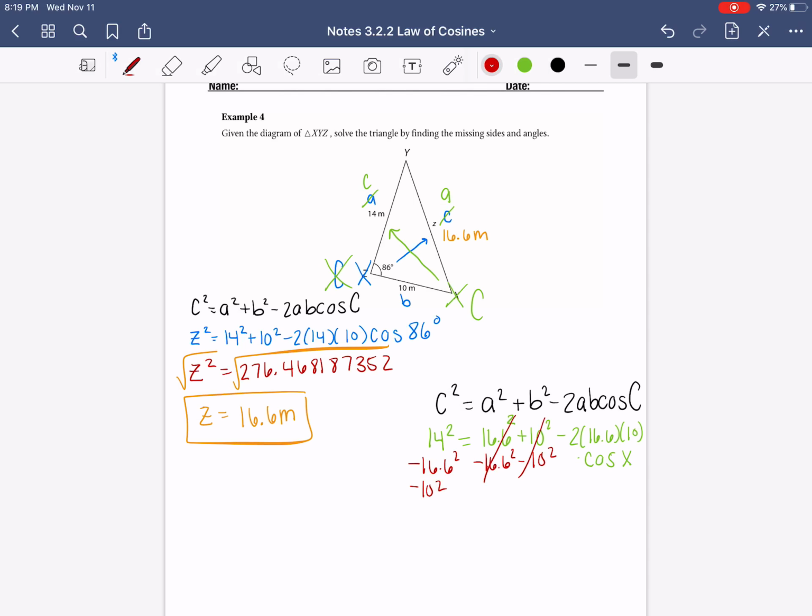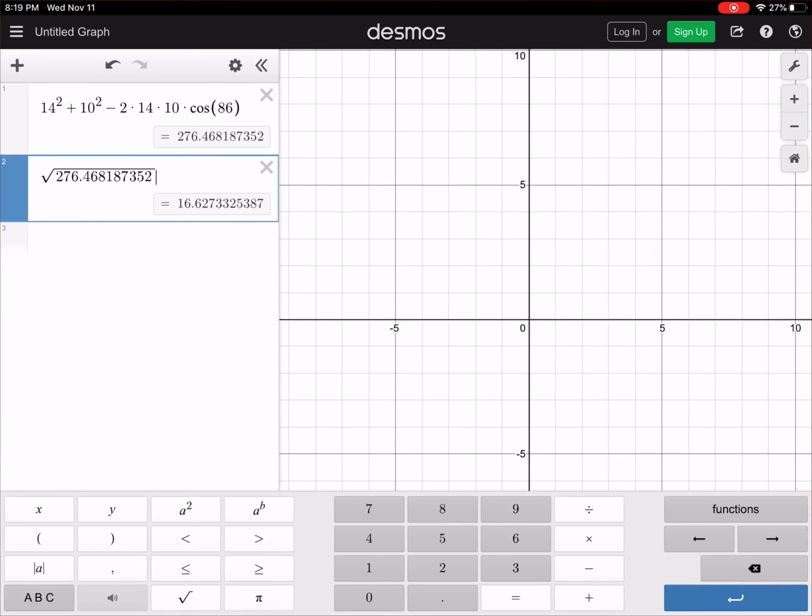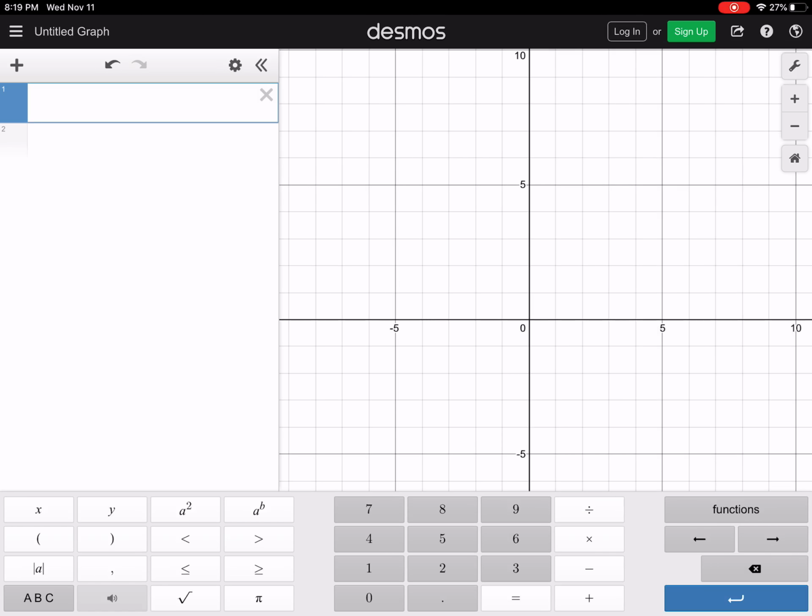Okay, we cancel those. We're going to use our calculator. We're going to add these up, and then we're going to multiply these 3 things in front of cosine x. Okay, so I'm going to subtract those and then multiply all those things. So what was it? 14 squared minus 16.6 squared minus 10 squared.